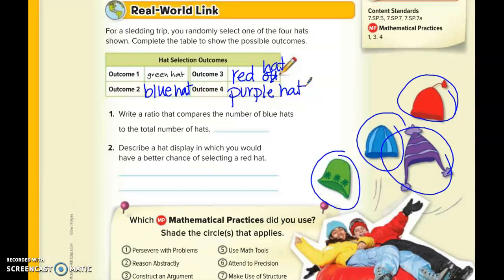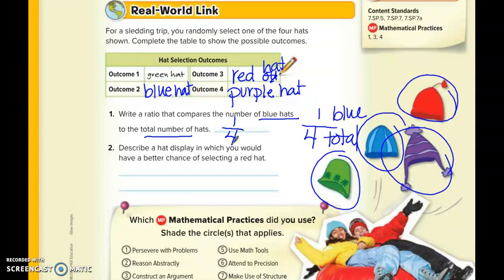Now, if we wanted to write a ratio that compares the number of blue hats to the total number of hats, blue hats comes first, so I'm going to write my ratio with the number of blue hats on top. So I have 1 blue hat. And then I have 1, 2, 3, 4 total hats, so that one goes on bottom. So my ratio is 1/4.